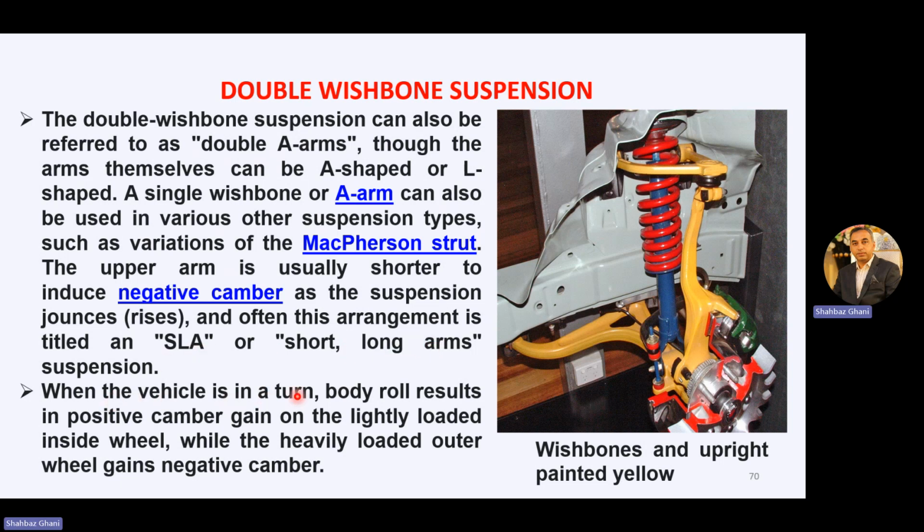When the vehicle is in a turn, body roll results in positive camber gain on the lightly loaded inside wheels, while the heavily loaded outer wheels gain negative camber. So this is the wishbone upright, painted in yellow for you.